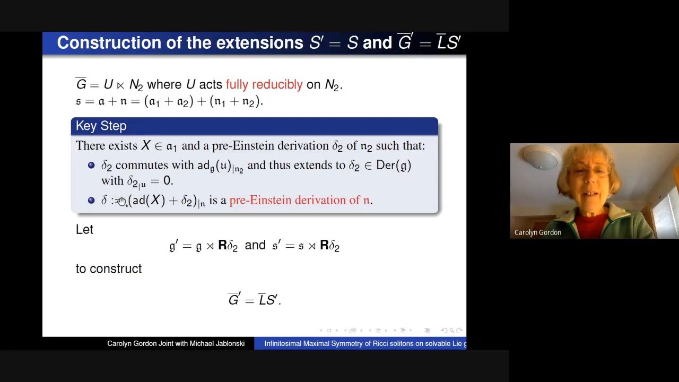If you look at the sum of delta 2, the pre-Einstein derivation of N2, with this inner derivation coming from A1, you get a pre-Einstein derivation of N. And once you have that, you're good to go, because since delta 2 extends to a derivation of all of G, we can form the semi-direct product of G with this derivation.